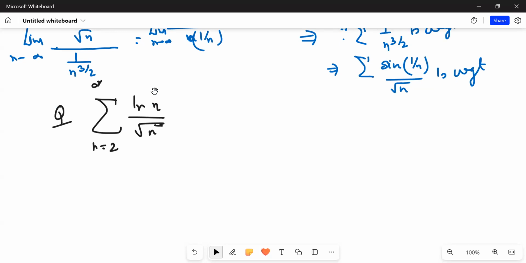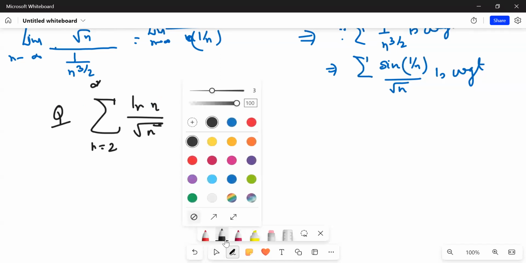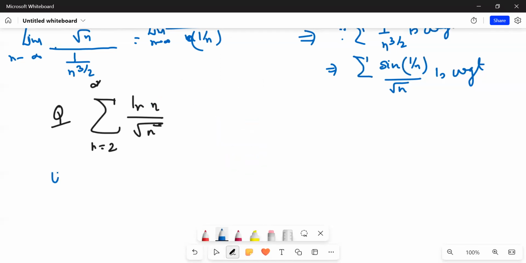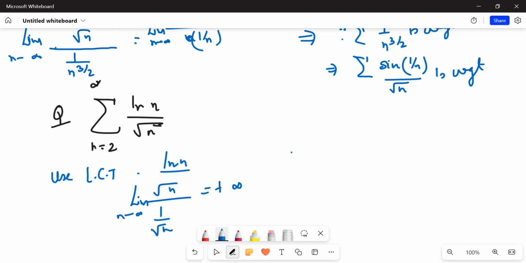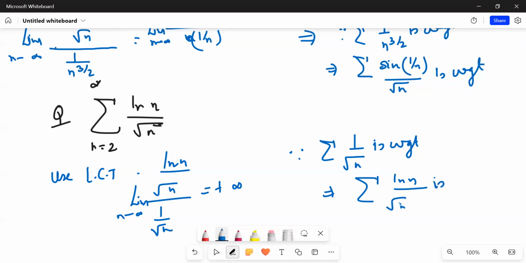So what I'll do, I'll simply use one simple limit comparison test. Always remember, limit comparison test is very important. So ln n upon root n, I'll divide it by 1 upon root n, and I'll take the limit n tends to infinity. This particular limit would come as infinity. And I know that since summation 1 upon root n is convergent, then it implies that summation ln n upon root n is also convergent.